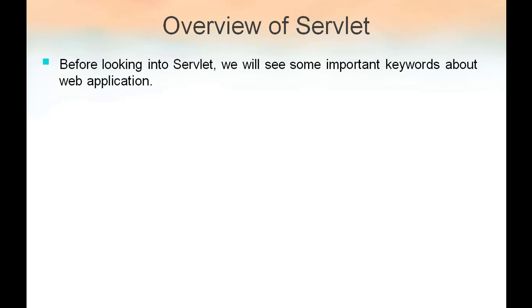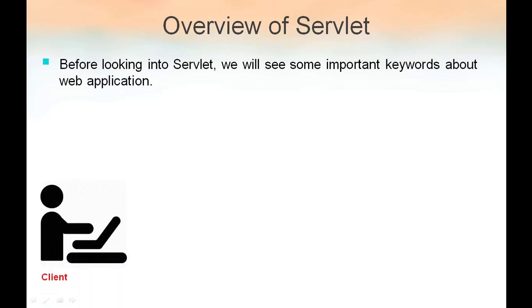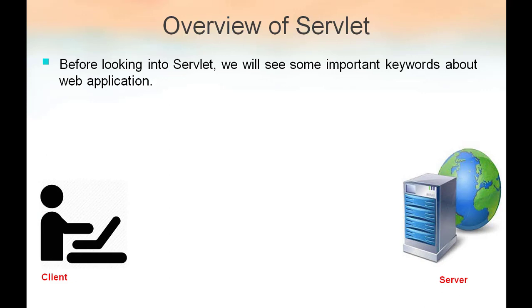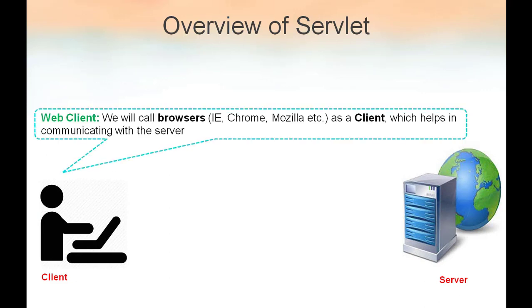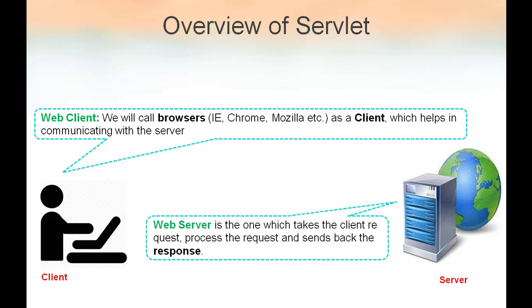Before starting Servlet, we will see some important keywords about web application. Here in this diagram, you can see client and server. Here, client is trying to communicate with the server. Client means you can say web browser, for example IE, Chrome, Mozilla, etc. Web browser is working as a client, which helps in communicating with the server. Web server is the one which takes the client request, processes the request and sends back the response.